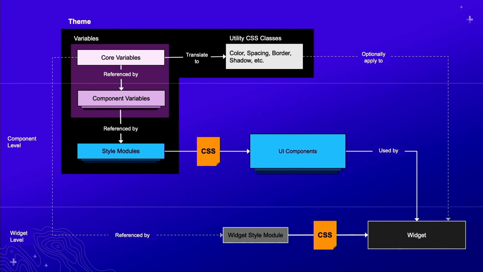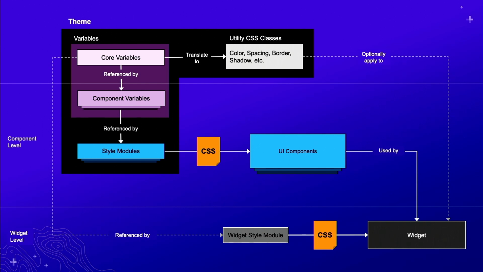Then at the bottom, we have the widget. Because the widgets are built with the UI components from the theme, they inherit the styles from the theme as well. A widget can optionally also have its own CSS styles and utilize the CSS utility classes from the theme to customize its look and feel.